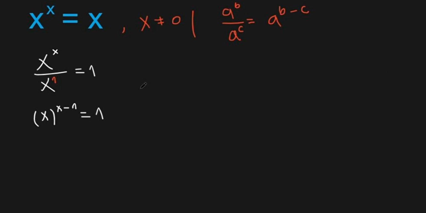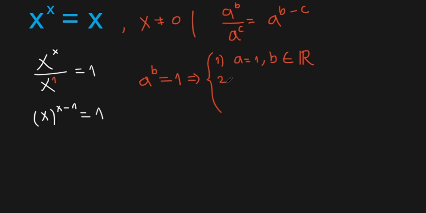Now, what's the form of this equation? The left side is something to the power of something, and the right side is a 1. So this form is a to the power of b is equal to 1. For this kind of equation, there are many cases. For the first case, if a is equal to 1, b can be any real number.